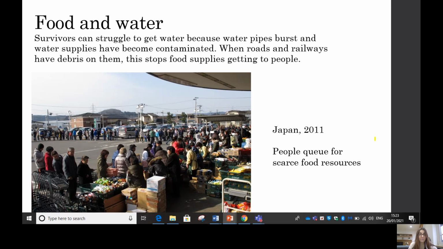So as you saw in the collapsed town, on the roads, you couldn't drive your car through there, which would mean food delivery trucks also can't come. So food supplies can't get to people.